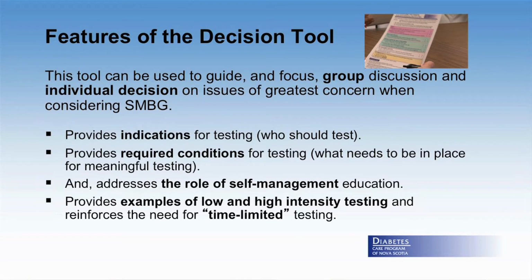So the tool that you have in front of you can be used individually or can be used in groups. It tends to work well in both. It'll have indications for testing, who should test, and we're going to go through all of this. It provides the required conditions, what you have to have in place in order for the person to be testing. It does give you a little wiggle room, saying even though it might not meet the criteria, we as providers still feel there might be an indication for testing over the short term. So that's the wiggle room in the self-management section. And then we give you some examples of low and high intensity testing, and always focus on the time limited aspect of it. Don't ask them to test unless you expect that there's a result of that.